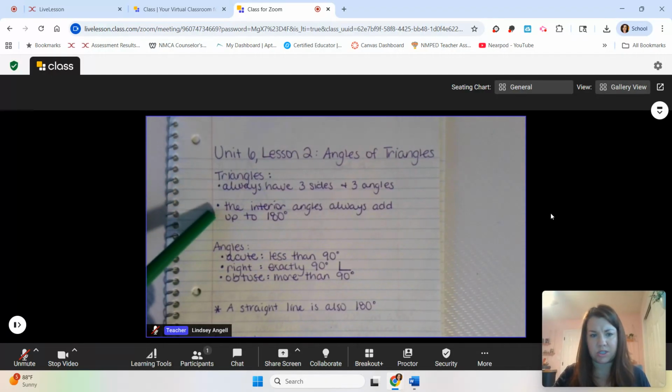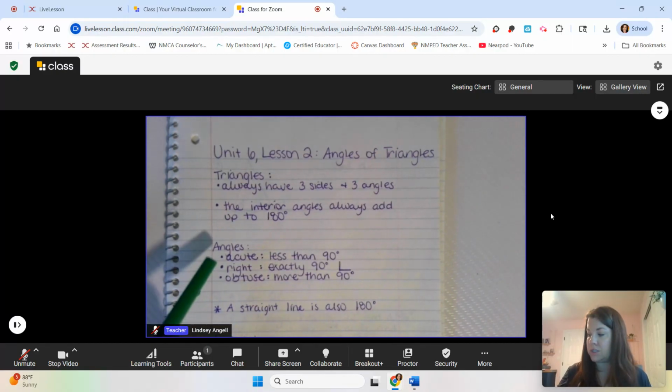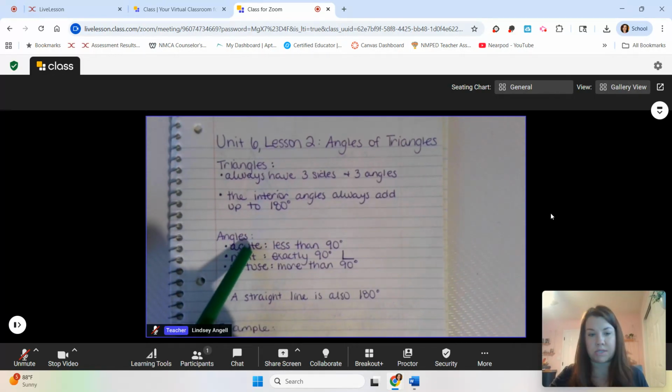Okay, so these are just some highlights about triangles. They always have 3 sides and 3 angles. The interior angles always add up to 180 degrees. And then just some super basic terms for angles. There are acute angles, right angles, and obtuse angles when it comes to triangles.